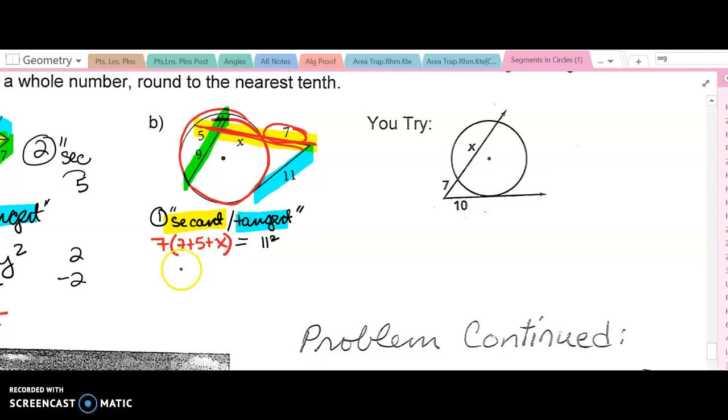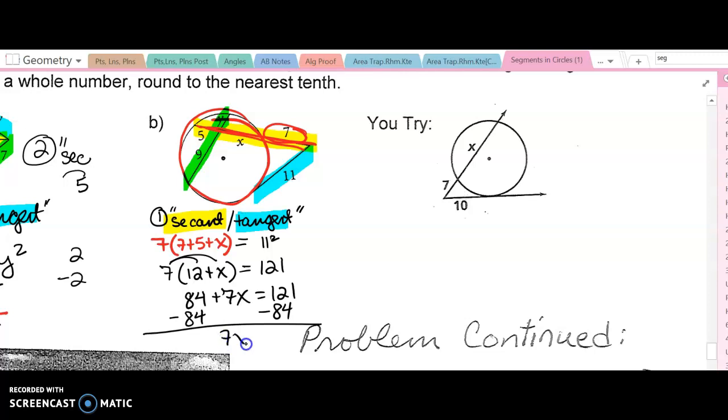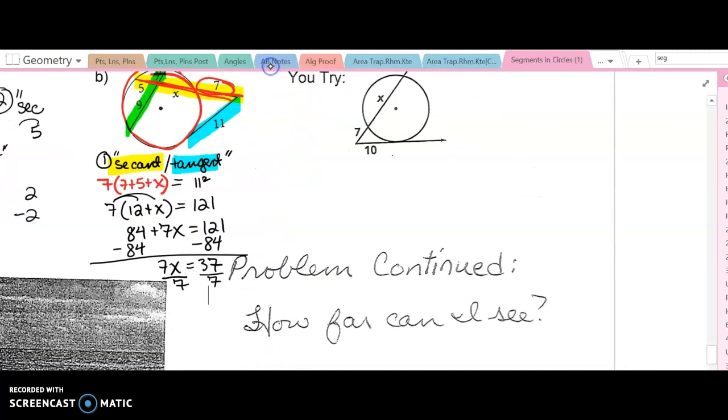Okay, so now we'll do 121 equals 7 times 12 plus x. We're going to distribute the 7. So 7 times 12 is going to give us 84. 7 times x is 7x. So we'll subtract 84 from both sides. And that comes out to be 37. And then lastly, to get x by itself, we'll divide both sides by 7. And to the nearest tenth, x comes out to be approximately 5.285. So I'm going to say 5.3.